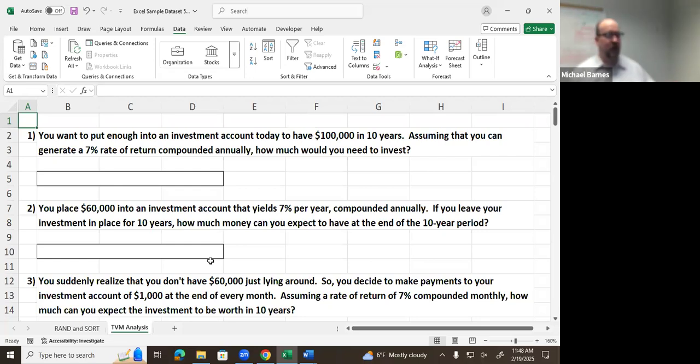So you want to put enough into an investment account today to have $100,000 in 10 years. Just as a note, $100,000 is not enough to retire on. I'm not making that statement. In fact, I think the number used to be $1 million for every person in your household. With the rates of inflation going up the way they are right now, we're probably getting closer to like $2 million, which sounds like a lot right now.